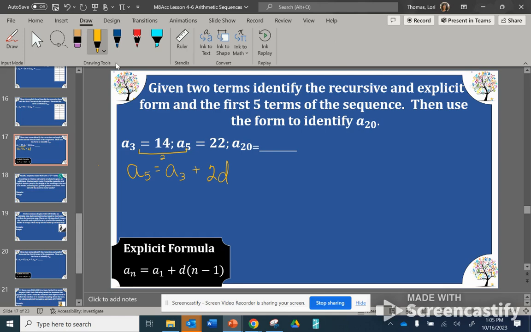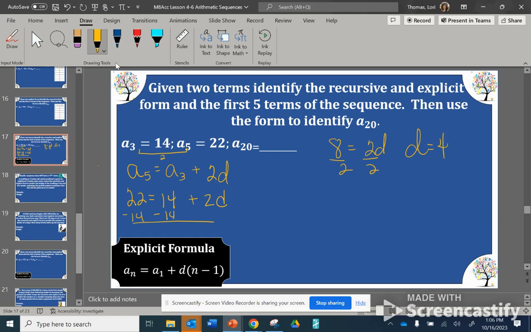Now we're going to plug in what we know. We know that the fifth term is 22. We know that the third term is 14 plus 2 times the difference. So the fifth term of 22 is 14 plus 2 common differences. Now we're going to solve for D to see what the common difference is. So we're going to subtract 14, isolate the D, and we get 8 equals 2 times D. Divide each side by 2, and our common difference is 4.